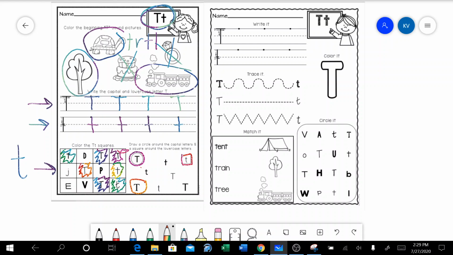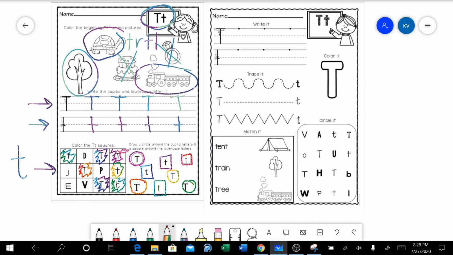This is a big T because it's across the top. Ooh, there's another one across the top. There's another one across the top. Ooh, and I think all of these other ones are lowercase t's because they cross in the middle, not the top. All right, good job at the front page.